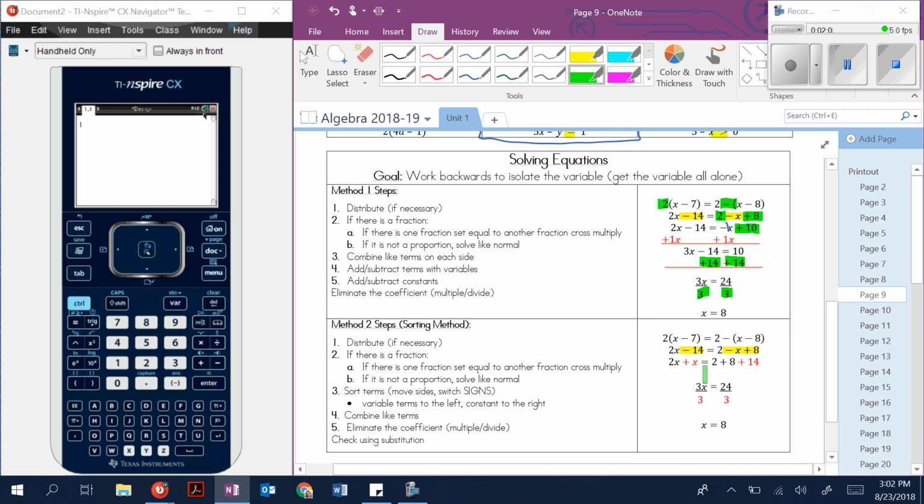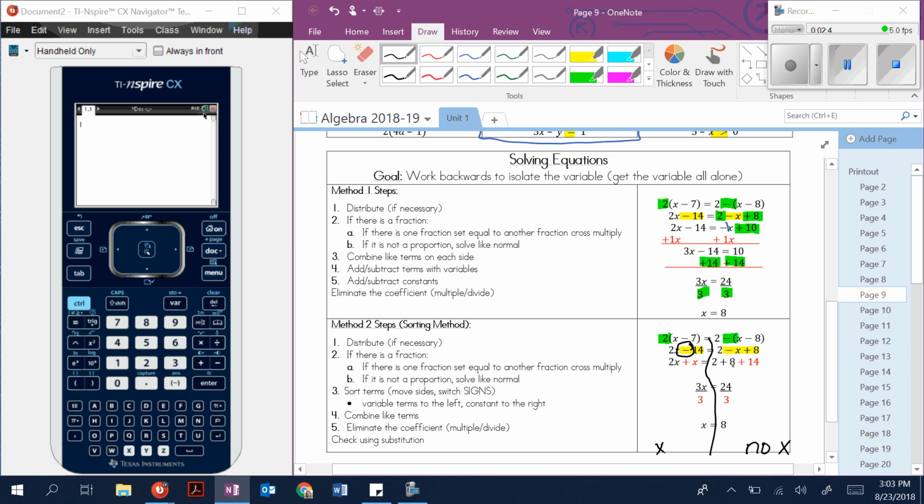Method 2, we're going to look at the same exact equation, but this is what I would consider to be more of a sorting method as opposed to the inverse operations being method 1. So method 2, notice how the second step is very, very similar because you're just distributing the 2 and again the -1. And then, though, what we're going to do is we want to move all of the x terms to the left side and the not x terms to the right side.